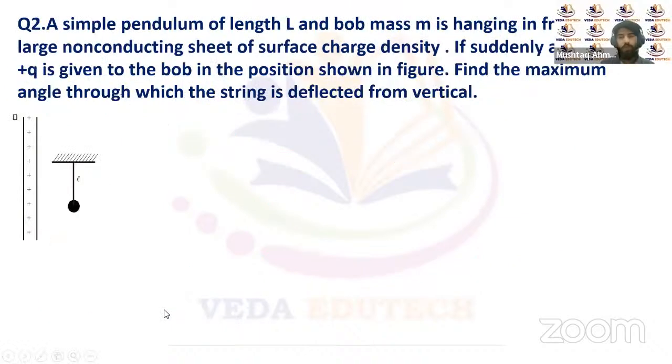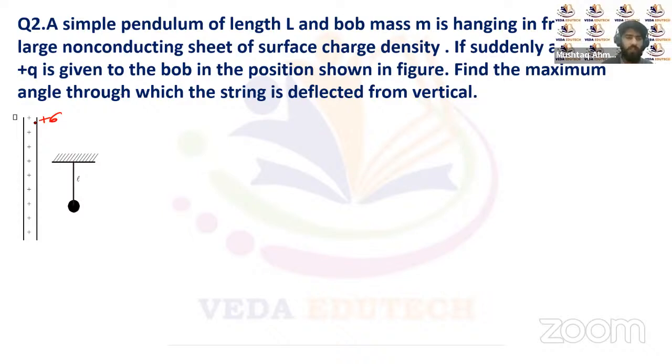Let's move on to question number two. A simple pendulum of length L and bob of mass m is hanging in front of a large non-conducting sheet of surface charge density sigma. Let's suppose the plus sigma is the surface charge density of this infinite non-conducting sheet.